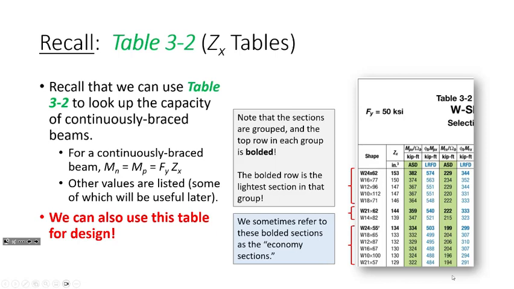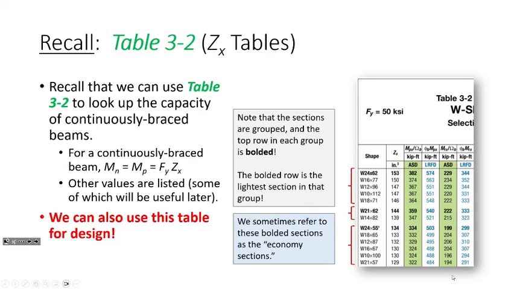The reason why is that, for example, if you look at this top group here, there's a W24x62, W16x77, W12x96, W10x112, W18x71. Of these 5, the W24x62 is the lightest, okay? So the idea is that you would solve for the required Zx, or solve for the required Mp if you're using 50 ksi, and go to the table.